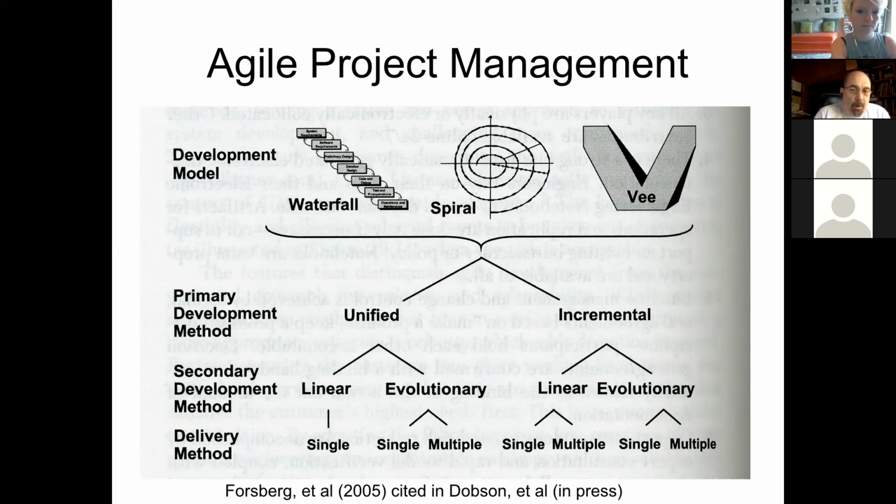I think the ones over on the right probably lend themselves more to spirals and V's. The ones on the left tend to lend themselves more to waterfall. But even that isn't necessarily true. Let's talk a little bit about this idea of evolutionary development.